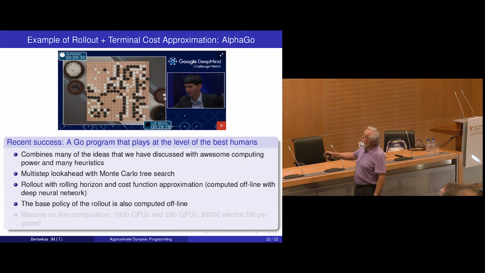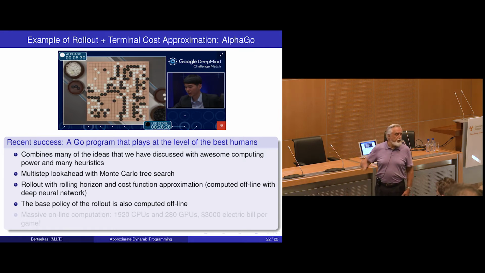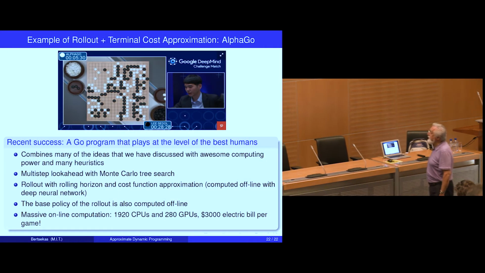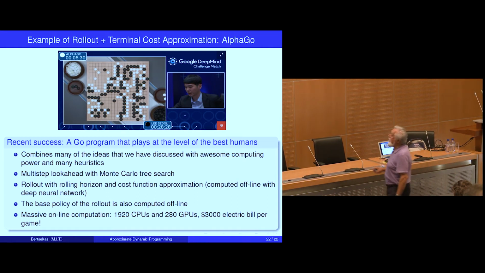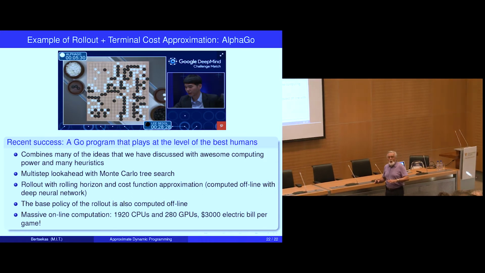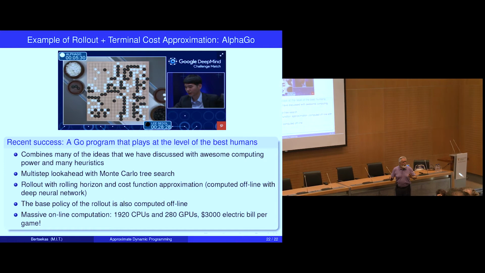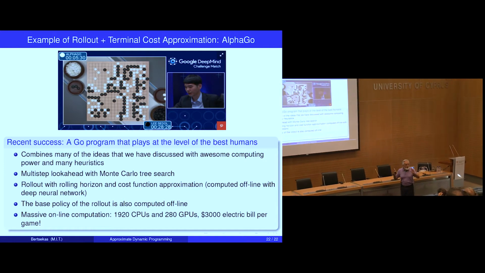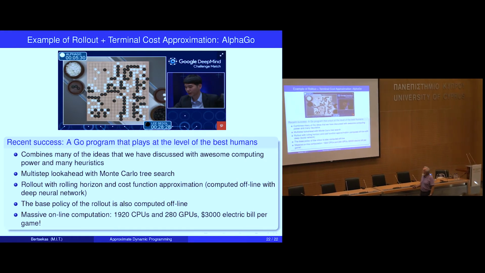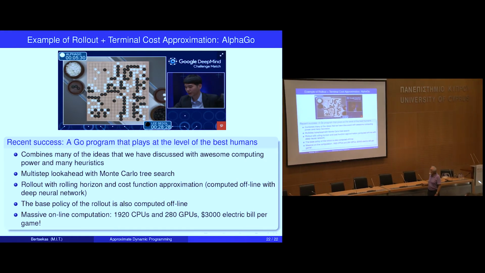Now, the base policy of the rollout is also computed offline. The Q-factors of that policy are obtained, and again there's a reinforcement learning type of computation to obtain this base policy. It's very sophisticated. None of the techniques is new, but it was the right mix of the techniques that worked on this problem, and something else. There was massive online computation.